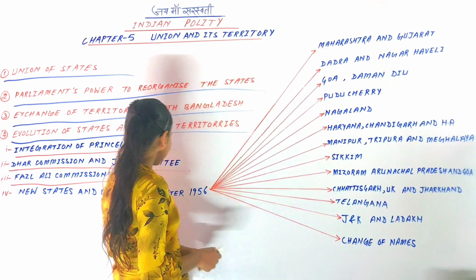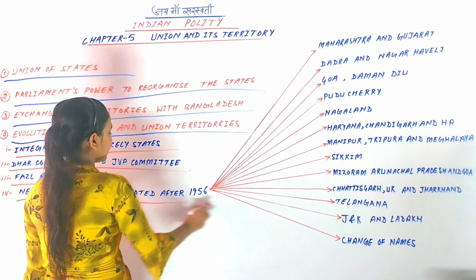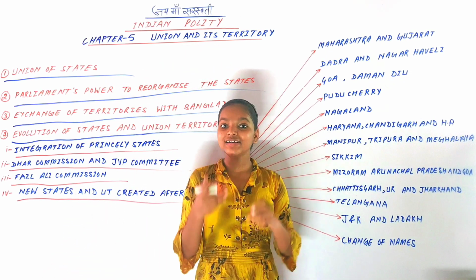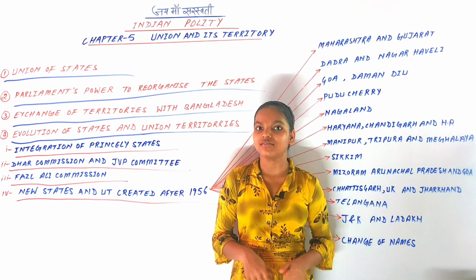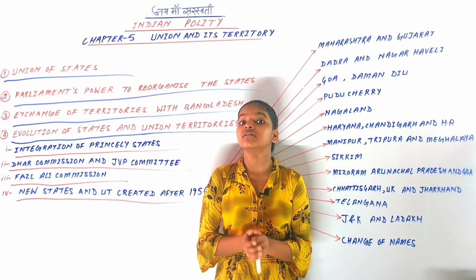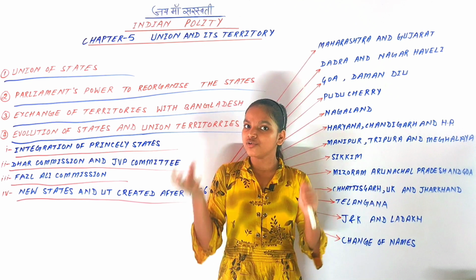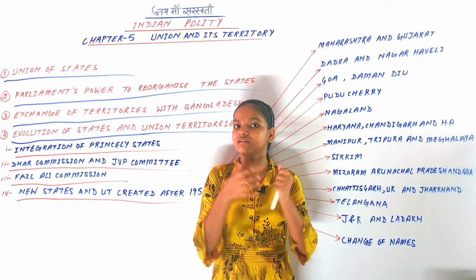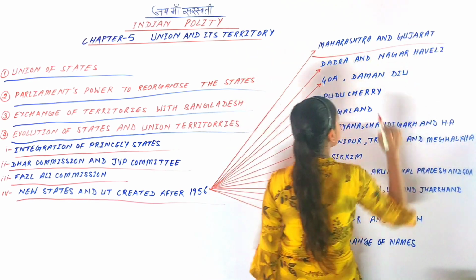So the next and last subtopic of this chapter is new states and UTs created after 1956. There were many political agitations after the Reorganization Act of 1956. The political map of India went through many different changes. More and more states and union territories were created, which we will discuss. So our first is Maharashtra and Gujarat.